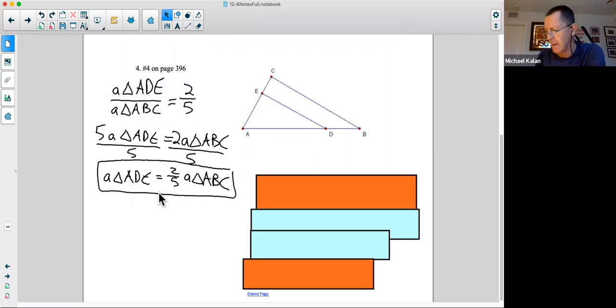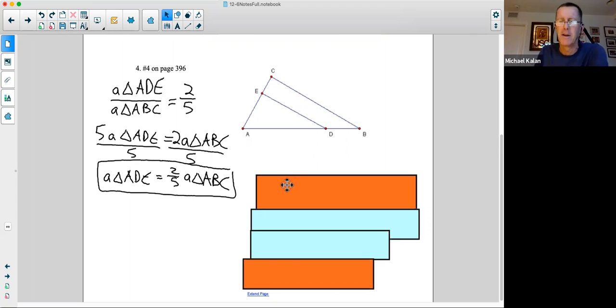Okay, part B is a little bit more challenging. It's a lot more challenging, maybe. I don't know. All right, so here we're trying to show that the area of triangle ADE, the small triangle, is equal to 2/3 of the area of quadrilateral DBCE. All right, so see if you can figure that one out. All right, pause the video.